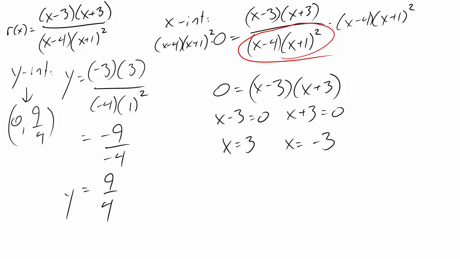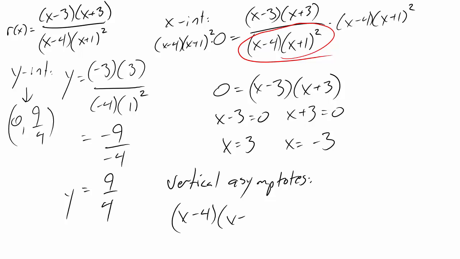Next, what we're going to do is focus on finding any vertical asymptotes. And how we're going to do that is we're just going to take our denominator, and since there's nothing that's going to be simplified out, we take the entire denominator of our rational function and set it equal to 0. So that's (x minus 4)(x plus 1) squared equal to 0. And we're going to set each one of these two factors equal to 0. So if x minus 4 is equal to 0, we add 4 to both sides to get x equals 4.